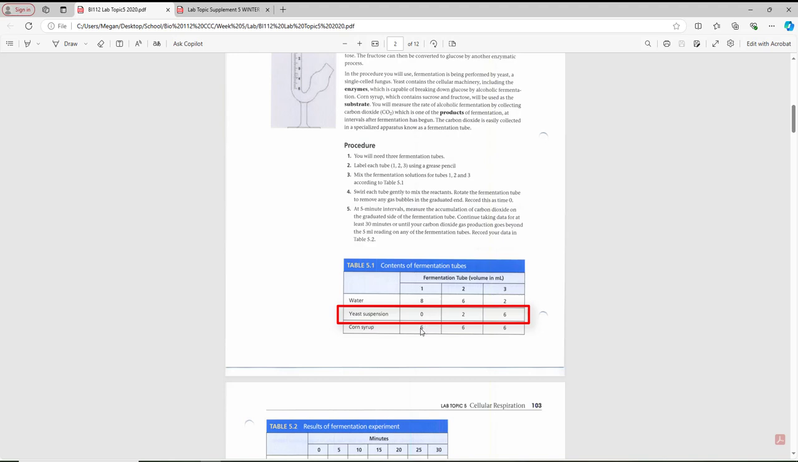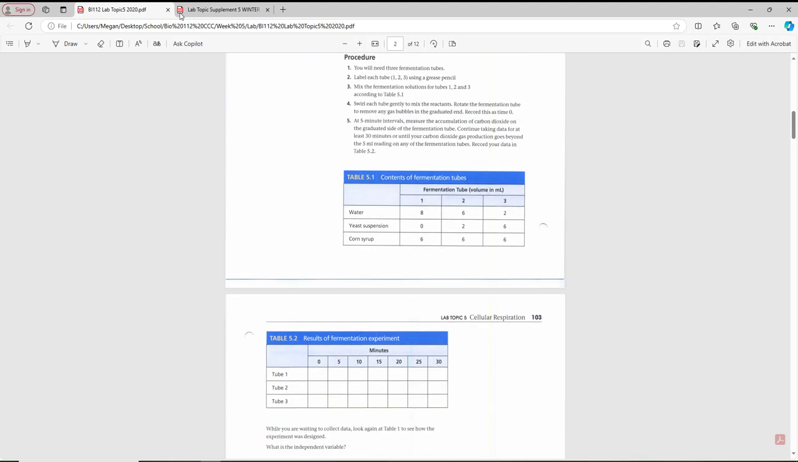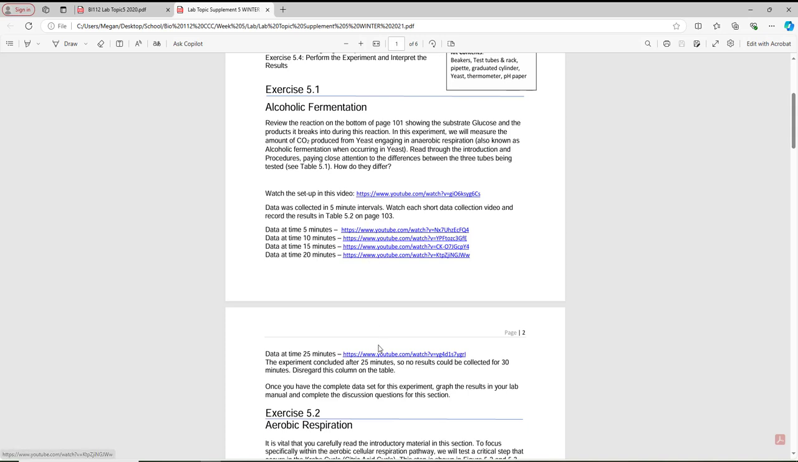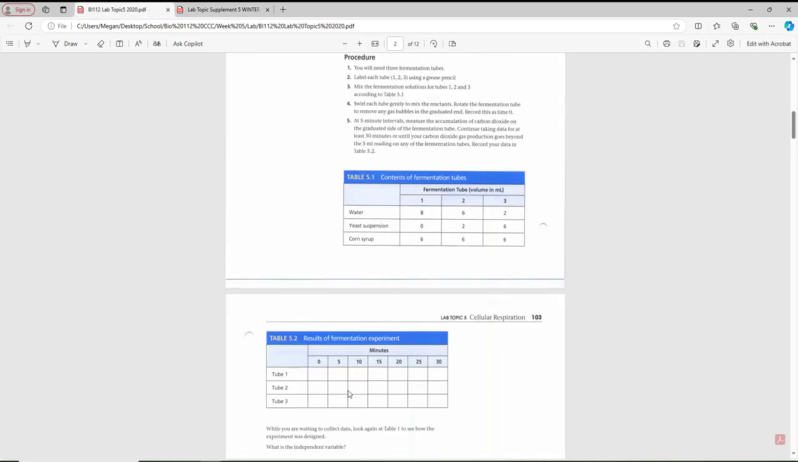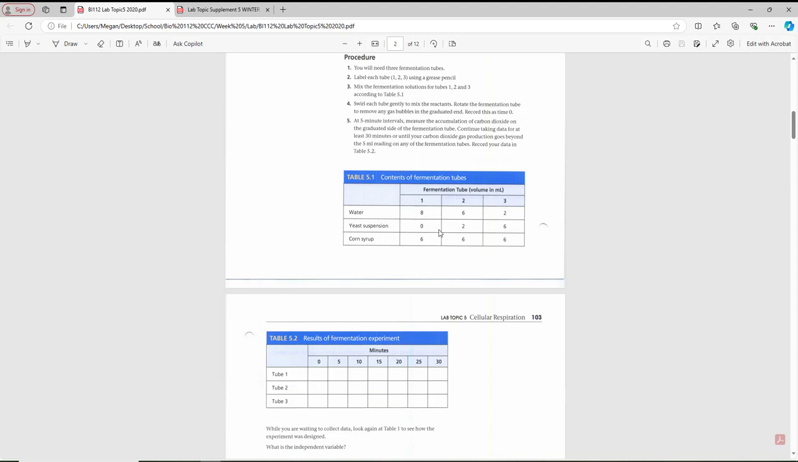Fermentation tube number 1 has no yeast in it, so that is the control tube, whereas fermentation tube number 2 has less yeast than fermentation tube number 3. As you go through the videos, you can see what happens during the experiment, and you'll write down the results based on the videos to see which tubes ended up with the highest rate of fermentation. Of course, we suspect that nothing will happen in test tube number 1 because there's no yeast in there.